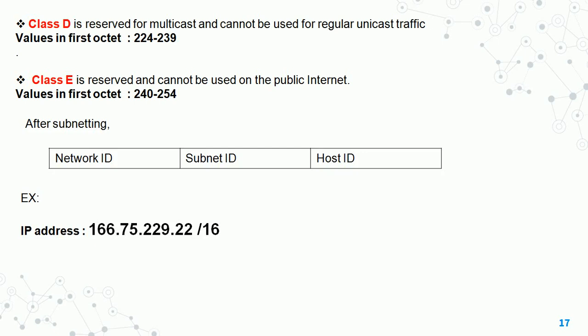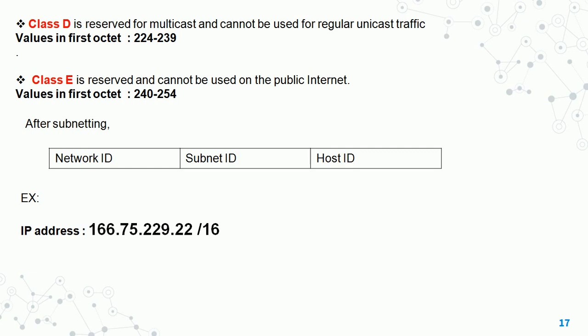Class D is reserved for multicast and cannot be used for regular unicast traffic. The values in the first octet are 224 to 239. Class E is reserved and cannot be used on the public internet. The values in the first octet are 240 to 254. After subnetting, the IP address is split into three parts: network ID, subnet ID and host ID.